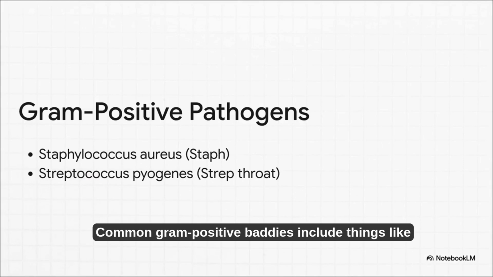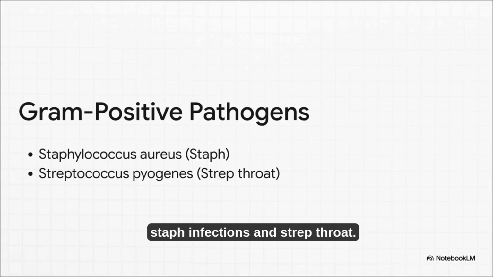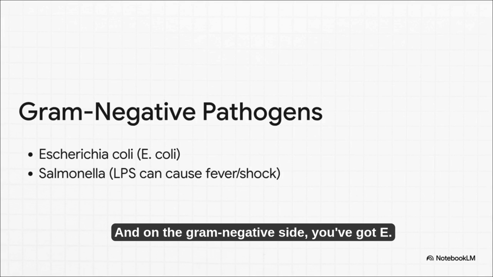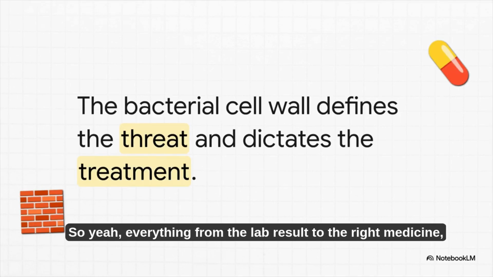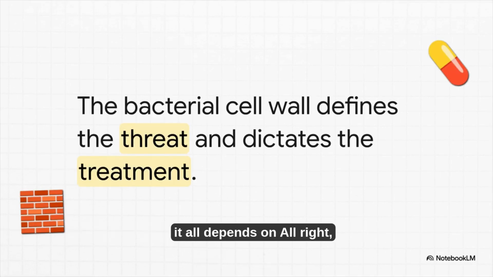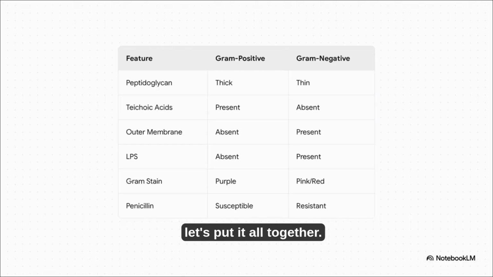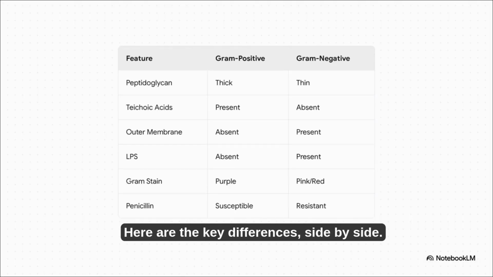Common gram-positive baddies include things like staph infections and strep throat. And on the gram-negative side, you've got E. coli and salmonella. That LPS toxin is no joke. So yeah, everything from the lab result to the right medicine depends on that wall. All right, let's put it all together. Here are the key differences side by side.